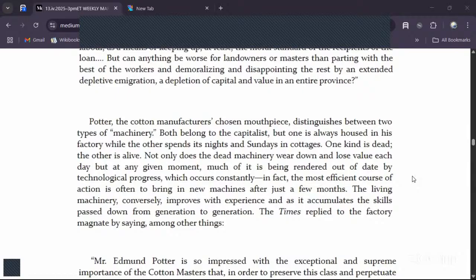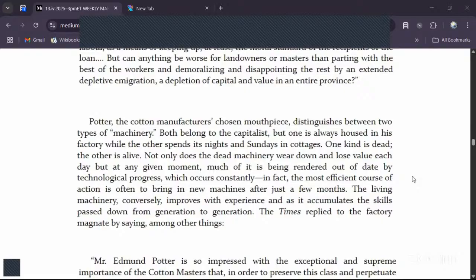Not only does the dead machinery wear down and lose value each day, but at any given moment, much of it is being rendered out of date by technological progress, which occurs constantly. In fact, the most efficient course of action is often to bring in new machines just after a few months. The living machinery, conversely, improves with experience, and as it accumulates the skills passed down from generation to generation.